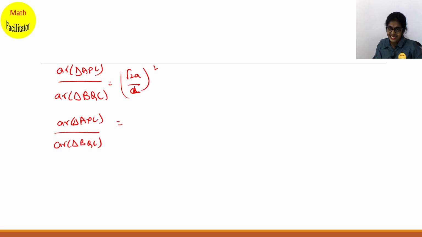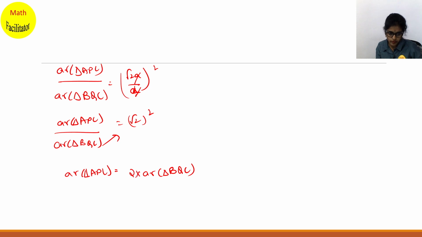So this is a. So a and a cancel, and you will have root 2 whole square. Or you can write the area of triangle APC is equal to 2 times the area of triangle BQC. I'm just sending this to the other side. If you bring this 2 to this side, it becomes the area of triangle BQC is equal to half of the area of triangle APC.